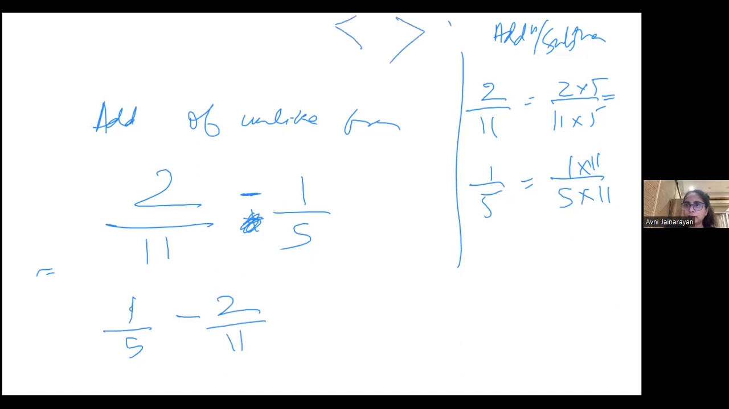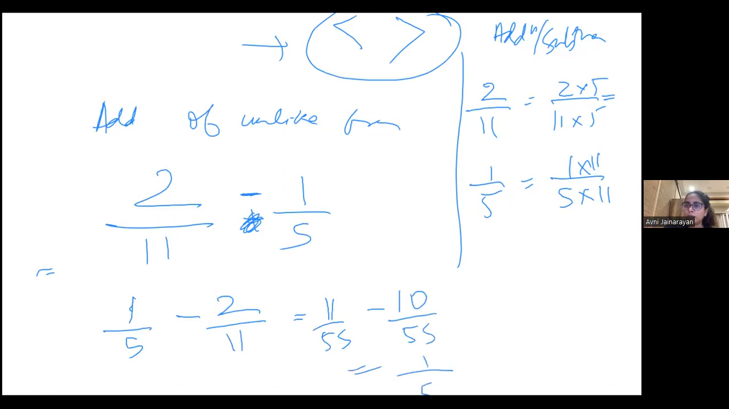The greater than, less than concept I have not done, how to say which fraction is bigger and smaller. We will also take that after this. So now 1 upon 5 is what? 11 upon 55. And 2 upon 11 is 10 upon 55. So the answer is 1 upon 55. Understood?